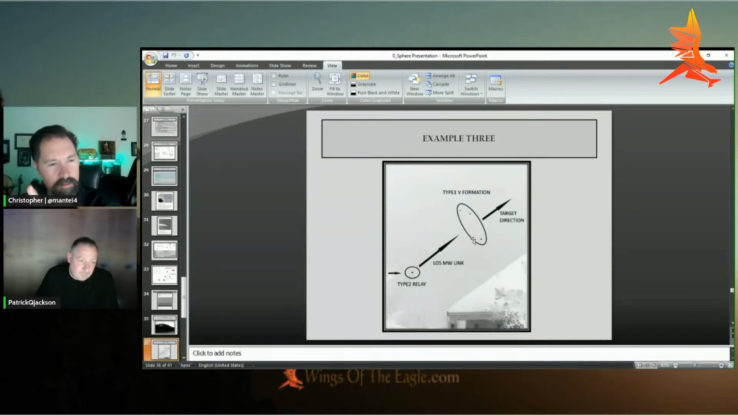Because the type 2 is more vulnerable, it is always kept behind the V formation. Okay, so wait a minute. I'm going to bring it back to my personal experience. If this thing was basically over my head, I'm driving in a car, so it's basically over me. So are you saying that there was a target basically directly over my car? Upwards, yeah. Going up.